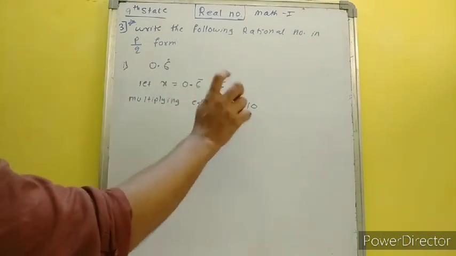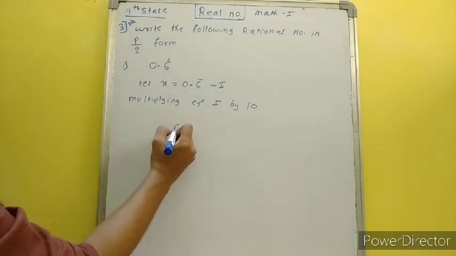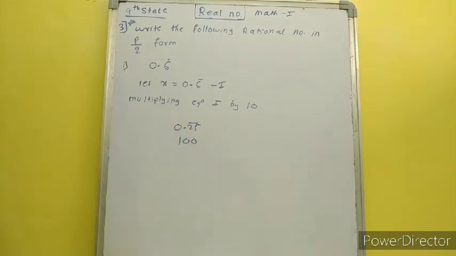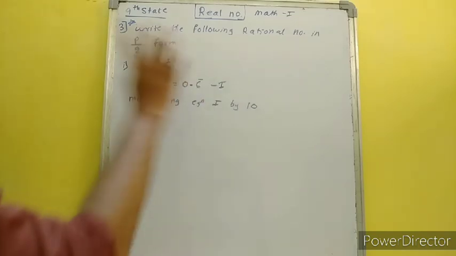Okay. So it is the number right after the point that is getting repeated, so we will multiply by 10. Why am I multiplying by 10? Because only one digit is getting repeated. If it was like this, 0.25 recurring, I would have multiplied by 100. Okay. You need to understand it. So multiplying equation 1 by 10.